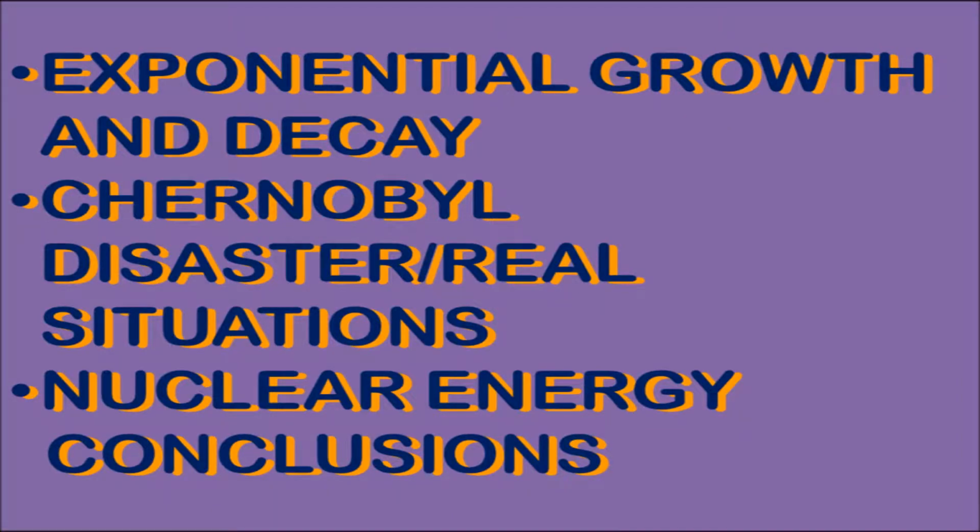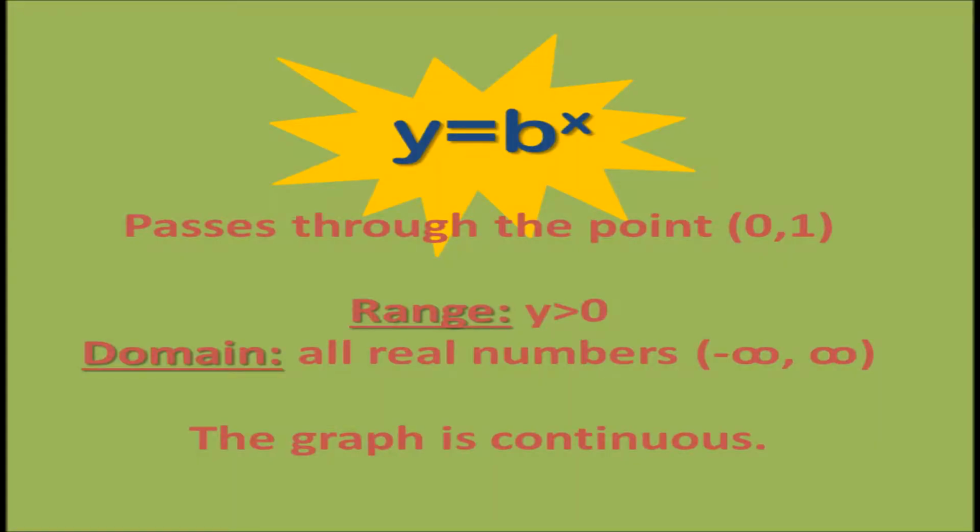Hi, welcome to this video, where we're going to be talking about exponential growth and decay with graph and equation, while relating it to the Chernobyl disaster of 1986 and to real-life situations occurring today. To conclude, we're going to talk about nuclear energy and its environmental effects. Enjoy! An exponential function is represented by the equation y equals b to the x power.